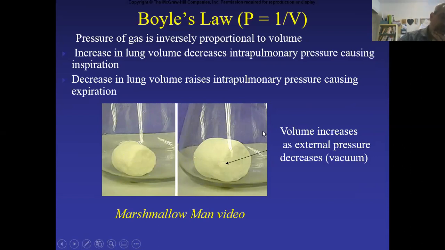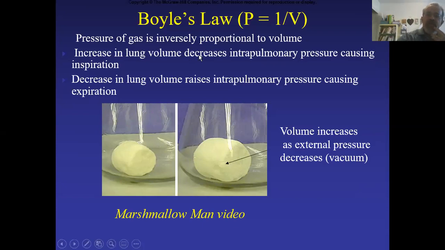This is analogous to the pressure inside, the lung pressure decreasing, which is going to cause this to increase. Okay. The video really shows it much better. So decrease pressure, increase volume. And the video is pretty cool. They actually show this marshmallow man exploding, right? If you ever saw Ghostbusters, or the first one, the Stay Puft Marshmallow Man. So anyway, this is all Boyle's law.